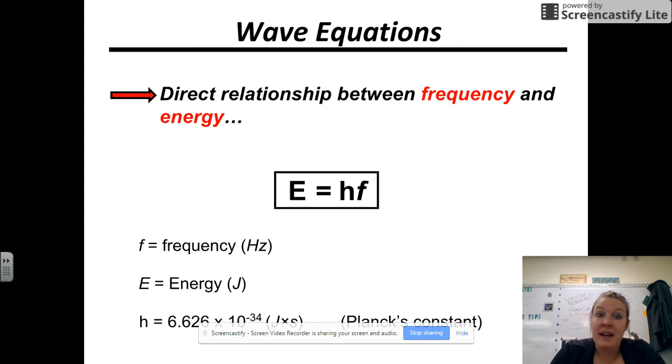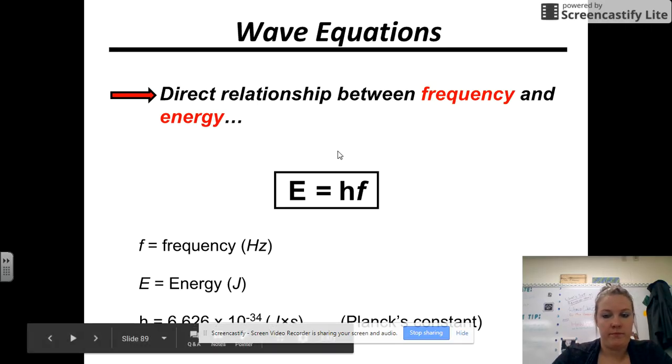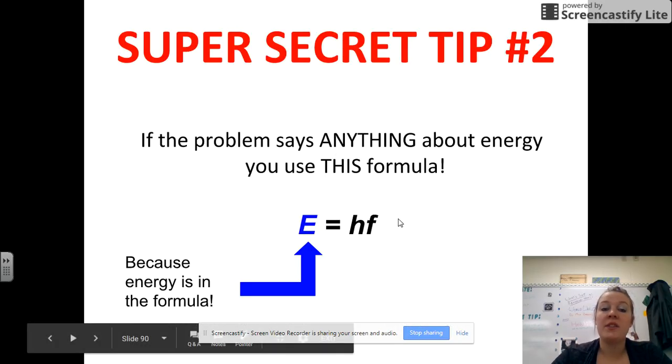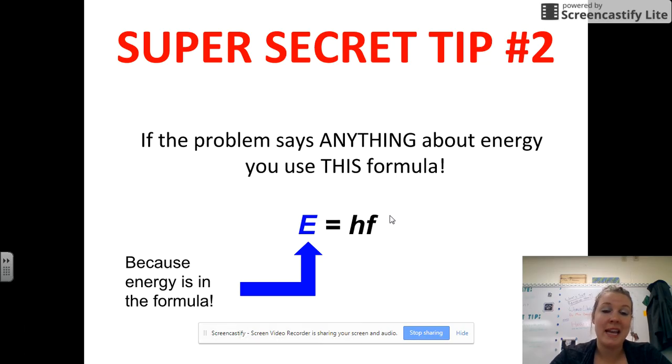We use that constantly. And this is Planck's constant, and it is 6.626 times 10 to the negative 34th joule seconds. So again, another secret tip is that if you have a problem or a question that has anything to do with energy, you're going to use this formula because it's the only one that has energy in it.